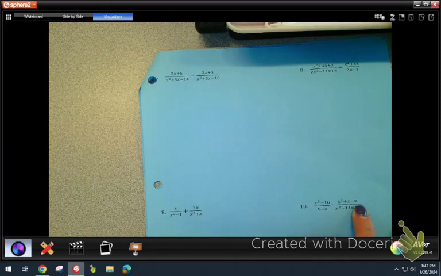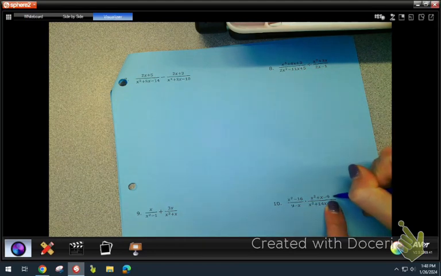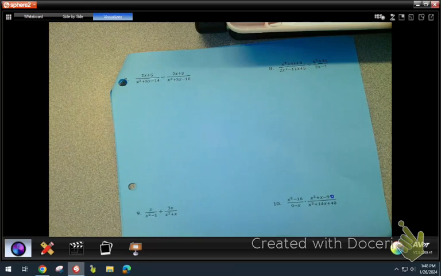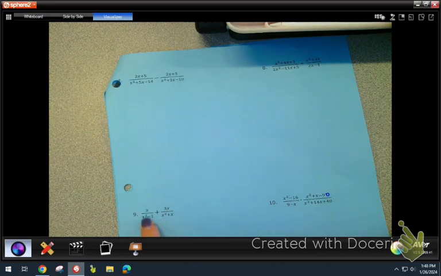Number 10. Look at number 10. Everyone look at 10. Now, this is supposed to be minus 90. I don't know why this keeps happening. I wish I had a reason. Number 10 is supposed to be minus 90. Everyone got that? Okay, otherwise you're going to be real confused. This is x squared minus 1.